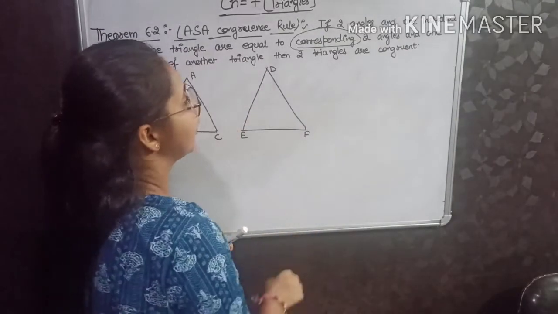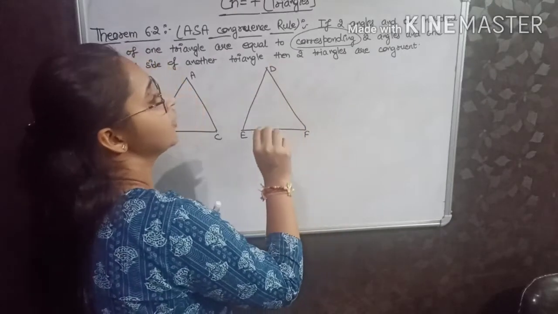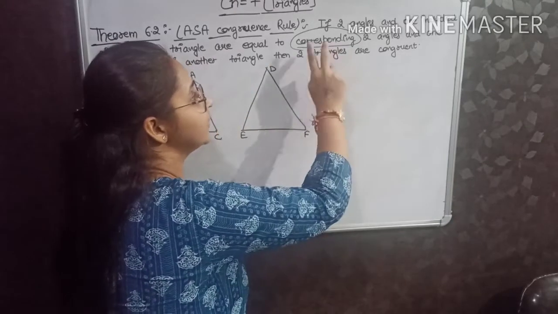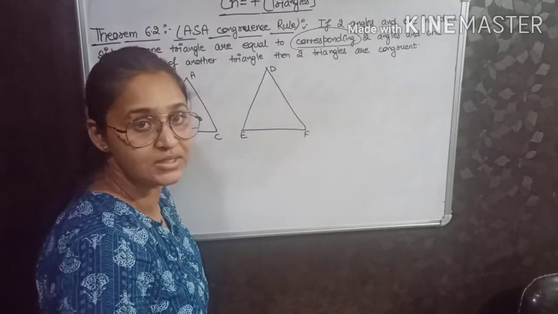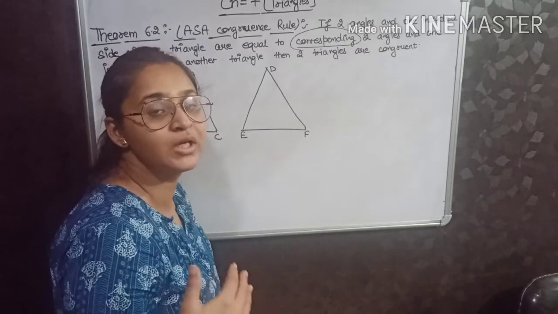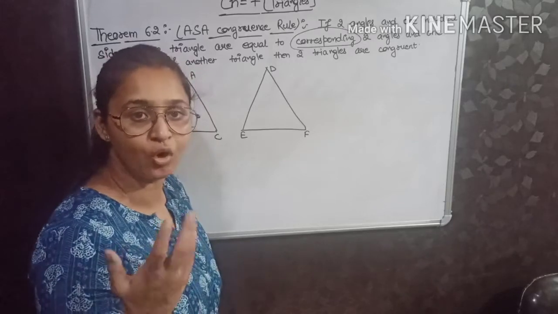It is very important in all of the theorems, in all of the rules, that the first thing is that all of the parts must be corresponding parts. Without corresponding parts, we cannot determine whether the triangles are congruent or not.